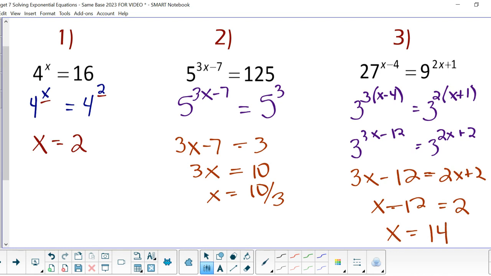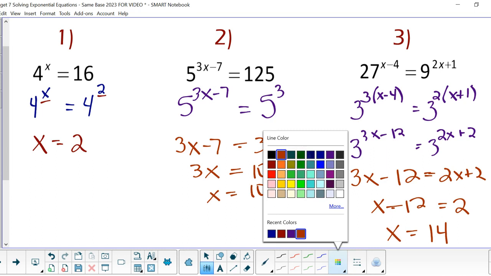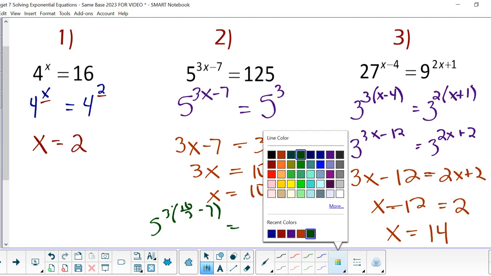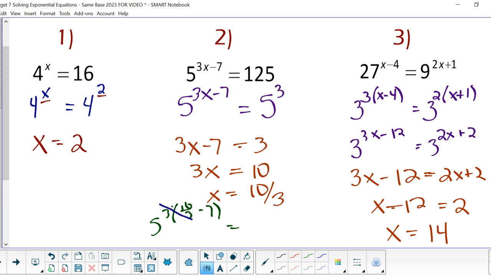Now, obviously, if you're not sure if these are correct, you can just substitute each power in. Like for this one here, for instance, if you put 10 thirds in for x, I'll just show you with this one, since it's a fraction. So you would have 3 times 10 thirds minus 7. The third and the 3 cancel, and you have 5 to the 10 minus 7. Sorry, 5, not 3. And then 5 to the 3, we already know is 125. So you can check it that way to see if you did it right.